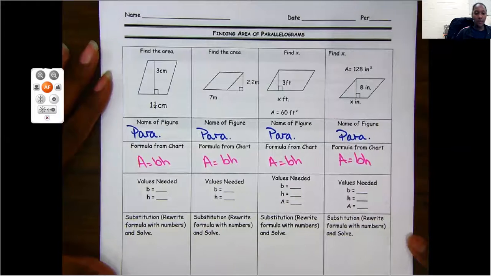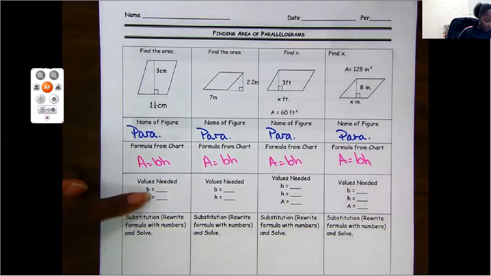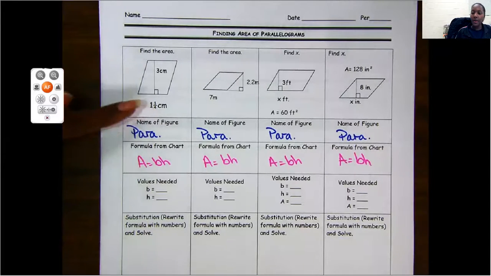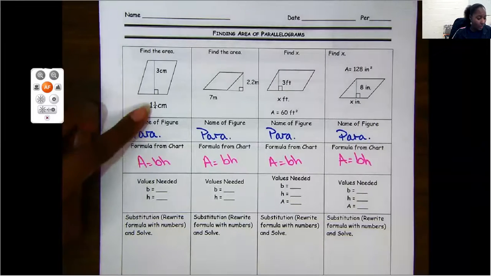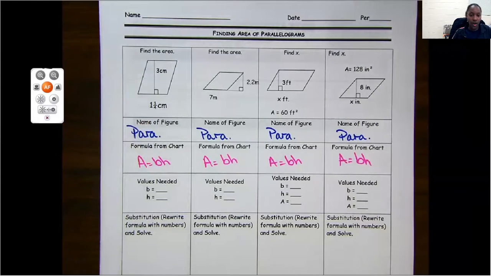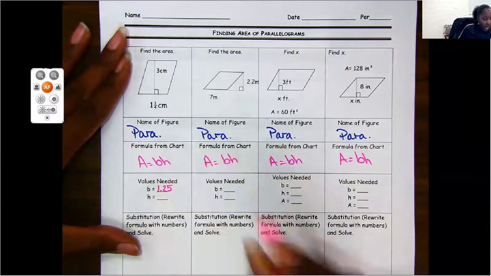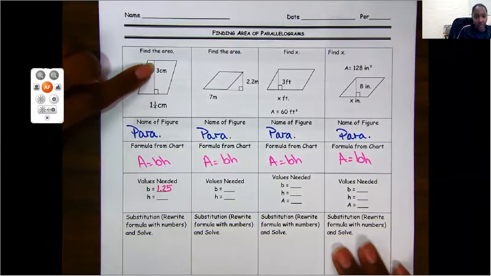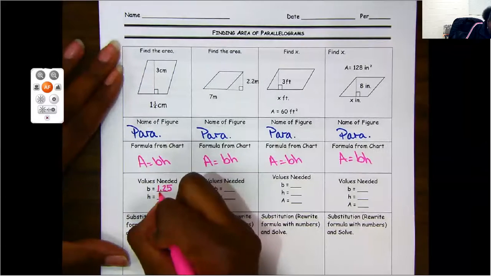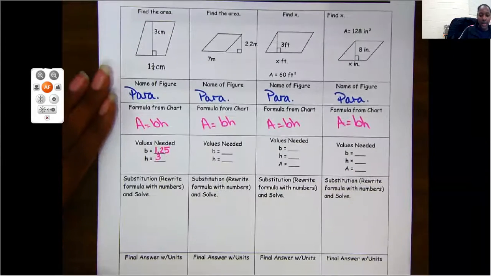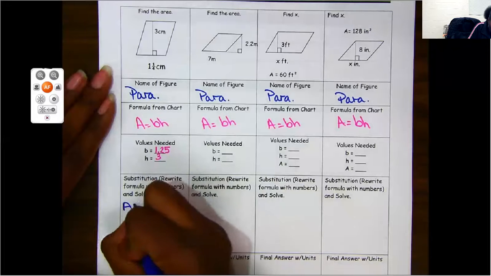All right, ladies and gentlemen, let's look at our first shape. Our base is 1 1/4. Now remember I told you yesterday that it's probably good to change your fraction to a decimal. Just easier to work with when you're multiplying, but if you want to leave it a fraction, go right ahead. But for these purposes, I'm going to change it to a decimal. I know that 1/4 is the same as a quarter, and a quarter is 0.25. So I'm going to put my base as 1.25. And then my height indicated by this line down the middle is 3 centimeters. Okay, now I'm going to replace my letters with numbers.